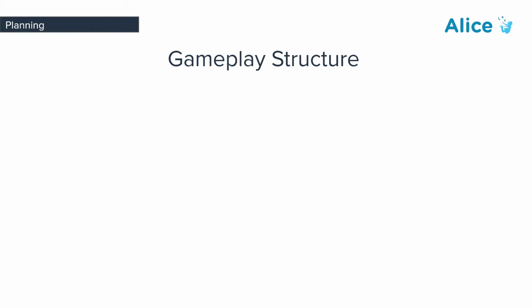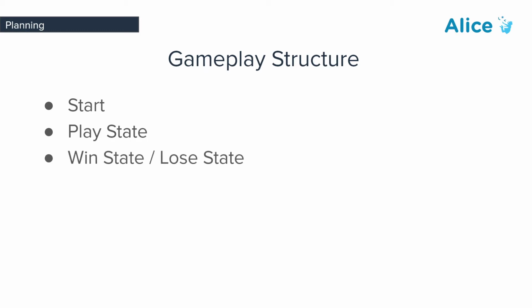Lastly, we can think of the gameplay structure as follows. We start the game, enter the play state where the player can interact with the game. Afterwards, depending on the player's actions, they enter the win state by collecting all treasure, or lose state by being out of bounds or colliding with a shark. Finally, if the player wins or loses, they can restart the whole game.